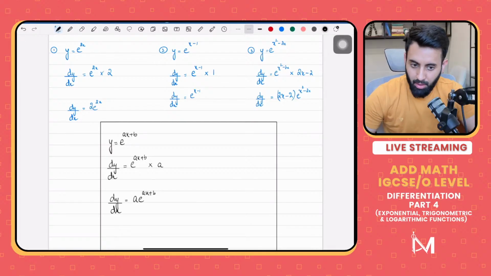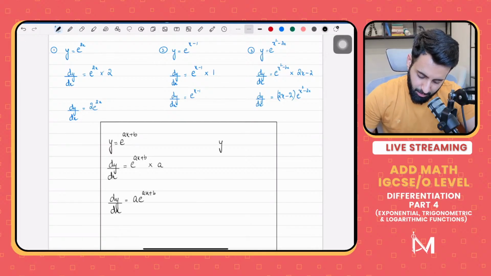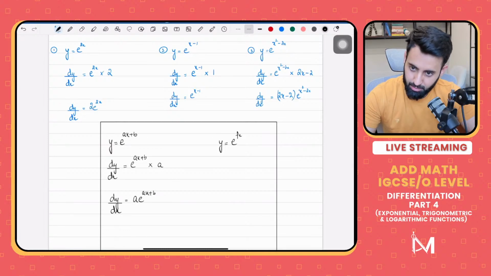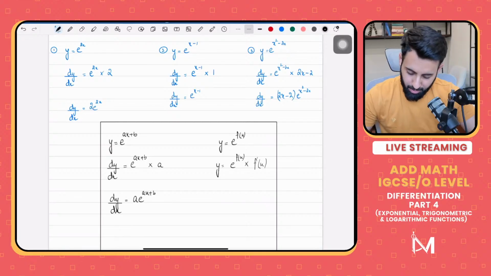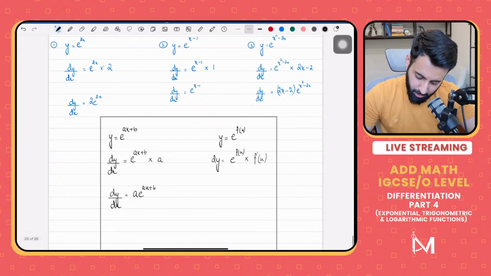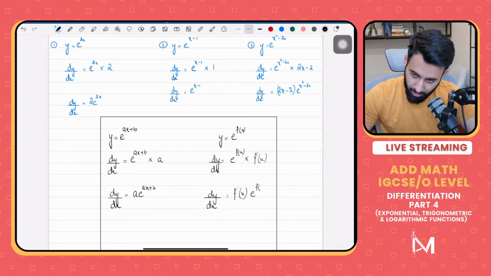Okay? Now let's say you have y equals e raised to the power f of x. Now we're further generalizing it. So we're writing the general rule. So y equals e raised to the power f of x, multiplied by f prime of x. So your final answer will look like this: dy by dx equals f prime of x into e raised to the power f of x.